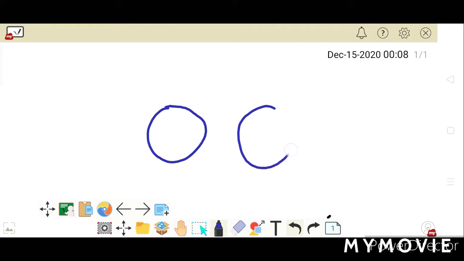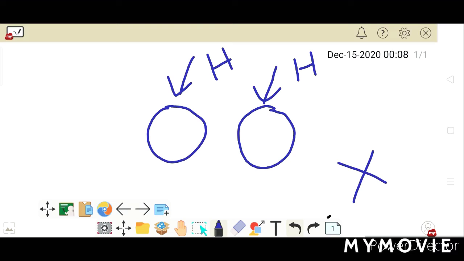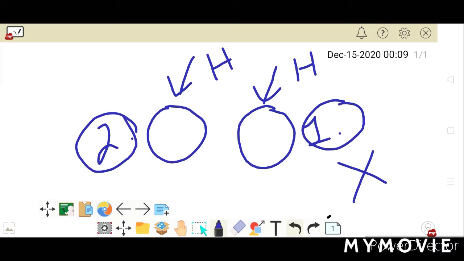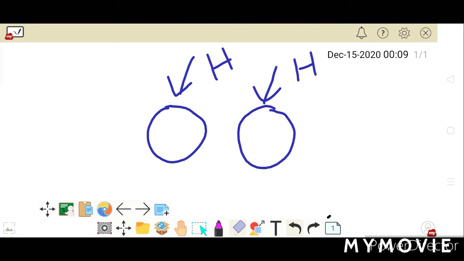I have drawn two separate atoms of hydrogen. They are telling that the atoms of hydrogen are very reactive, so always in combination with other atoms. You can see this is the first atom, this is the second atom. The first atom is also of hydrogen and the second atom is also of hydrogen. Both are of hydrogen and they are atoms. Remember that they are the atoms.